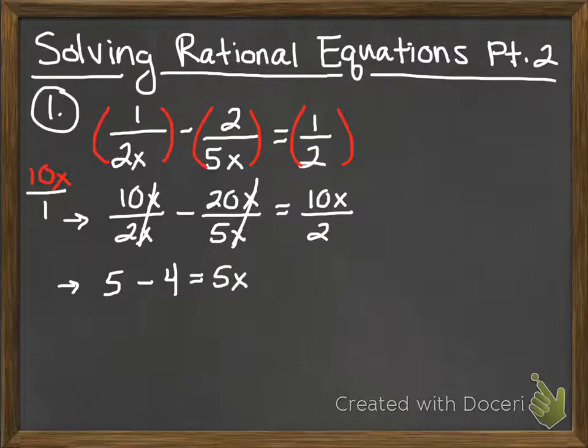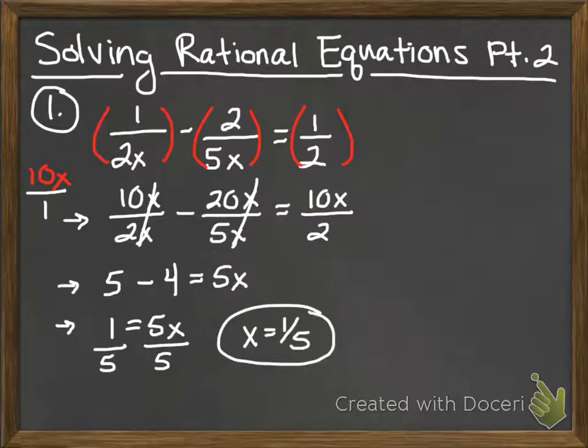Alright, so let's simplify this and solve. 5 minus 4 is 1, and that's equal to 5x. So my last step here is to divide both sides by x. Therefore, my solution is 1/5. So there you go. That's the more challenging kinds of problem. Let's do another one.